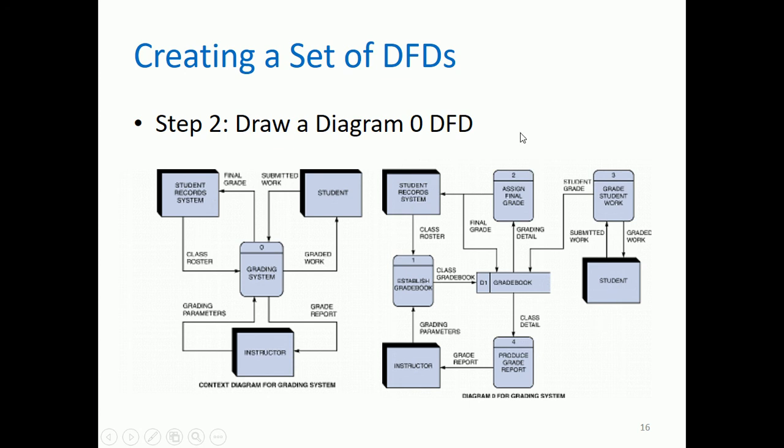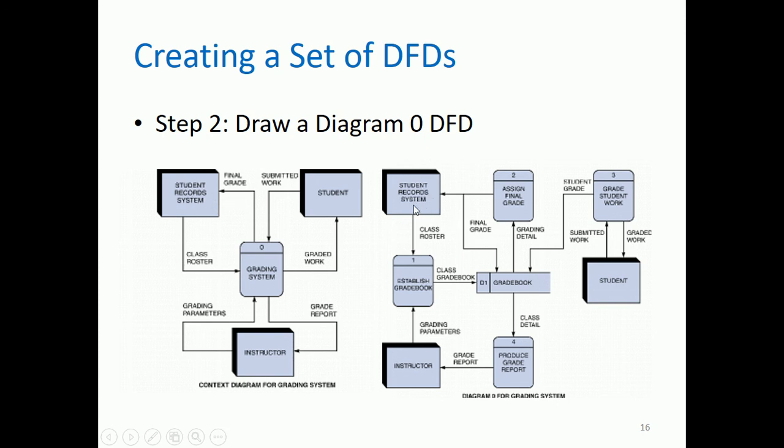As I've said, why do I need to create first the diagram zero? Because if you already have a step-by-step procedure and you have already identified the data stores, it is easier to assign the data flows on the context diagram. Example, the student record system, because it's the same with the context diagram.